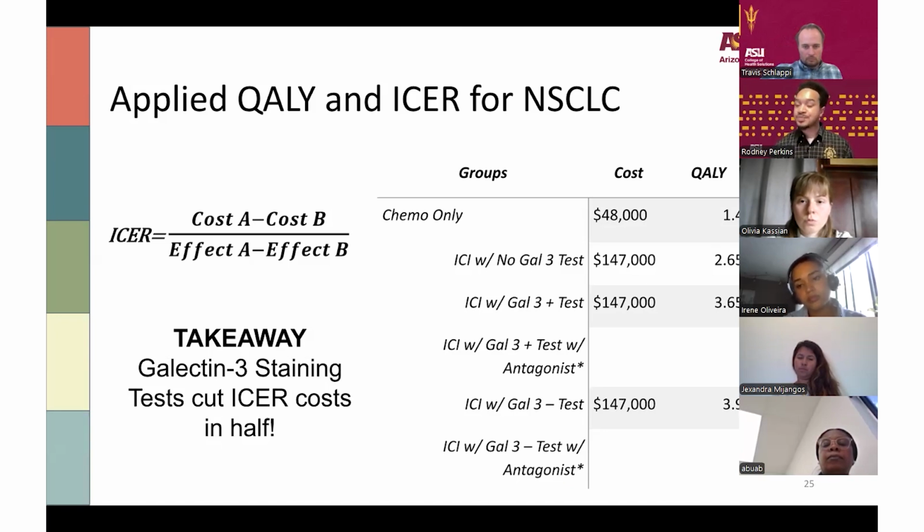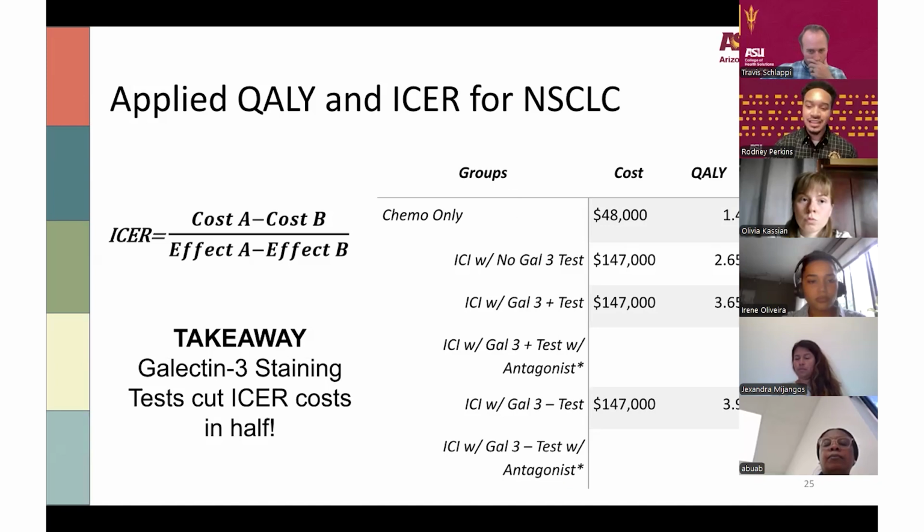When we look at the next group, an ICI with a galectin-3 positive test, so these are patients who know that they are expressing galectin-3, we still have that same cost, but we can see that with that added galectin-3 staining test, they now have 3.65 QALYs, and their ICER value is $44,000. So that means in order to add another year of quality life onto this patient, it would only cost $44,000. Whereas in the previous group, it would have cost $79,000 in order to add on an additional quality life year.